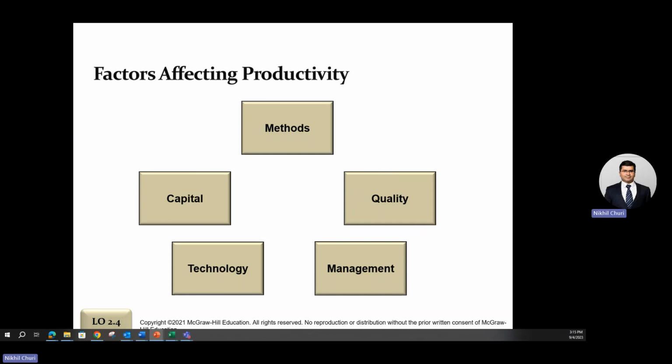Next one is management. And again, this has a huge scope. It could be a subjective term. It could be what priority the management has given, and based on the priority, what resources they are allocating in terms of people, human resources, capital, equipment, machinery, and so on. Same is the case with technology. What technology is your organization using? Also capital decisions are required. So these are some of the factors that affect productivity.